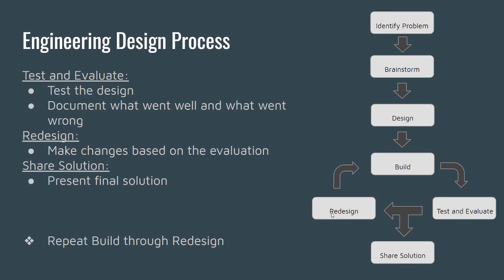So our redesign is where we then do the same thing as our design over here, except that now that we've seen what didn't go well and what did go well, we want to apply that to try and create a solution to the problem presented in our test and evaluation. We would then repeat this cycle again and again until we finally come across what we believe to be our final solution. And we then share a solution in the form of, for us, the journal.